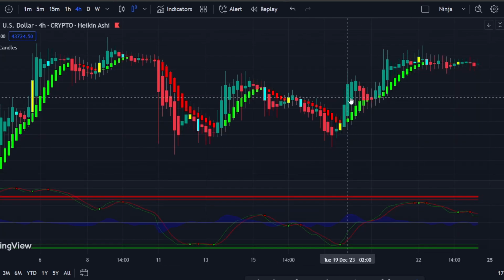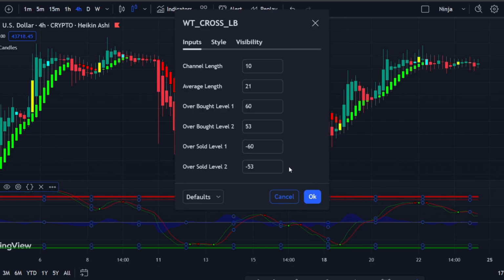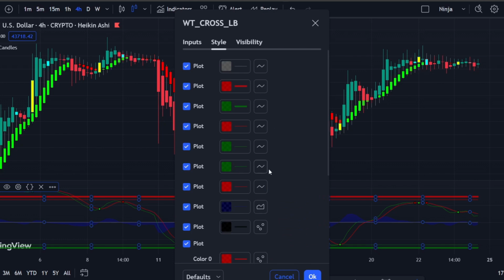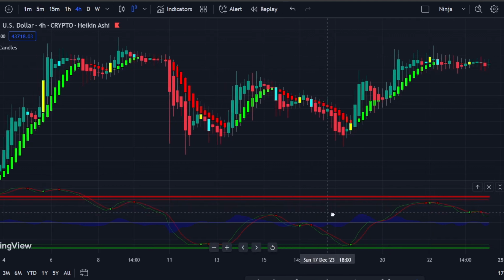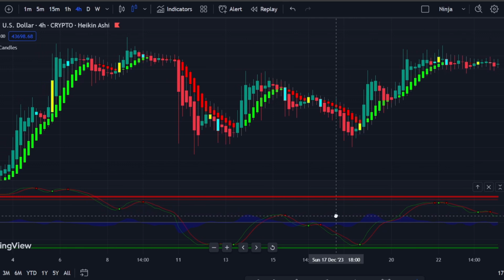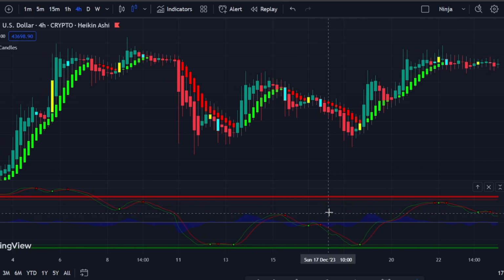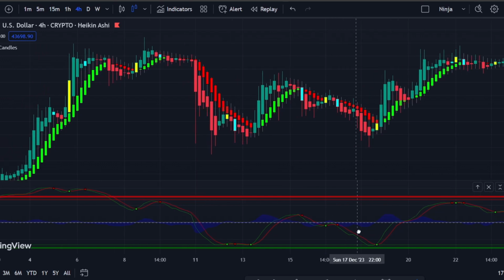After integrating the second indicator, go to its settings, and keep the default values in the input section. In the style section, you can adjust the appearance of the lines and colors if you prefer. After configuring both indicators, save the settings, select your asset, choose the time frame, and integrate the indicators into your charts. Now the system is ready.